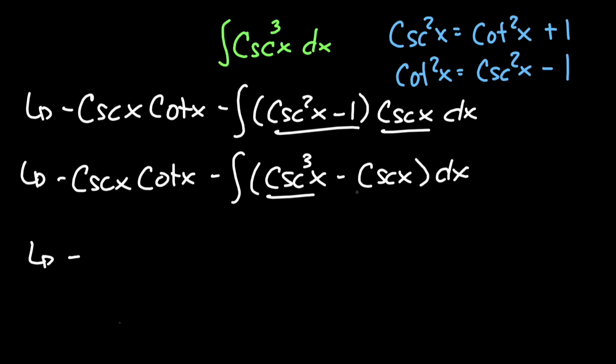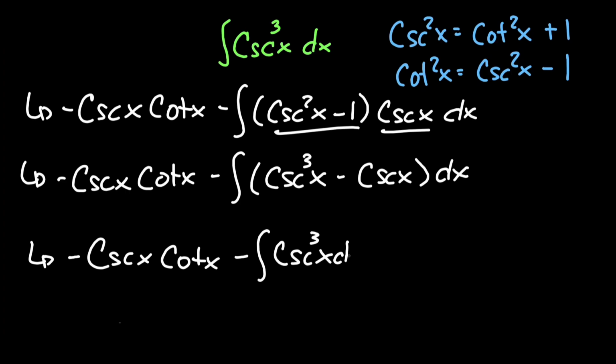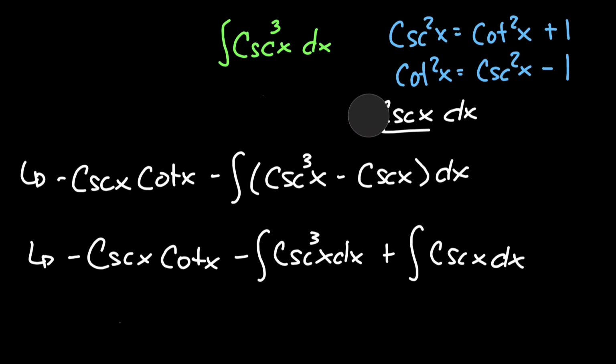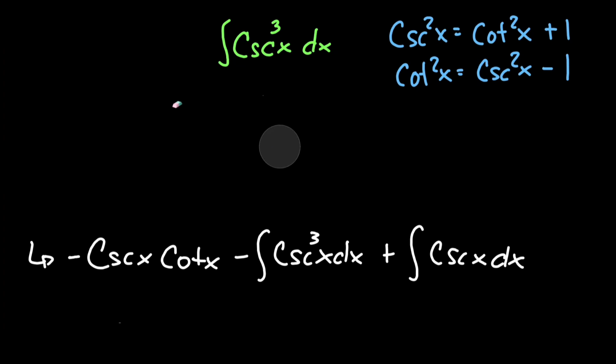And split the integral apart into two parts. So this would be negative integral of cosecant cube of x dx. And since these are both negative, this should become positive integral of cosecant x dx. As you can see here again, we have the integral of cosecant cube of x again. It is the same as the problem right here.